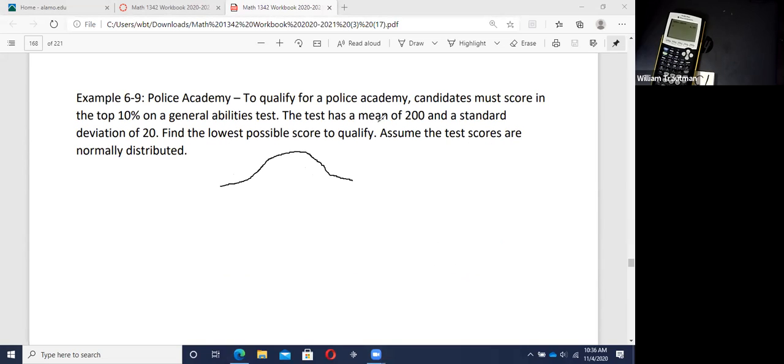It says to qualify for a police academy, you must score in the top 10%. Top 10% is like this, this is the shaded in, the top 10%. This is the 50%. This is the mean. So I'm just calling this the top 10%. And we need to find that z-score for the top 10. The mean is 200. So once again, the mean is 200. That's where z is 0. Z is always 0 at the mean. Standard deviation is 20.